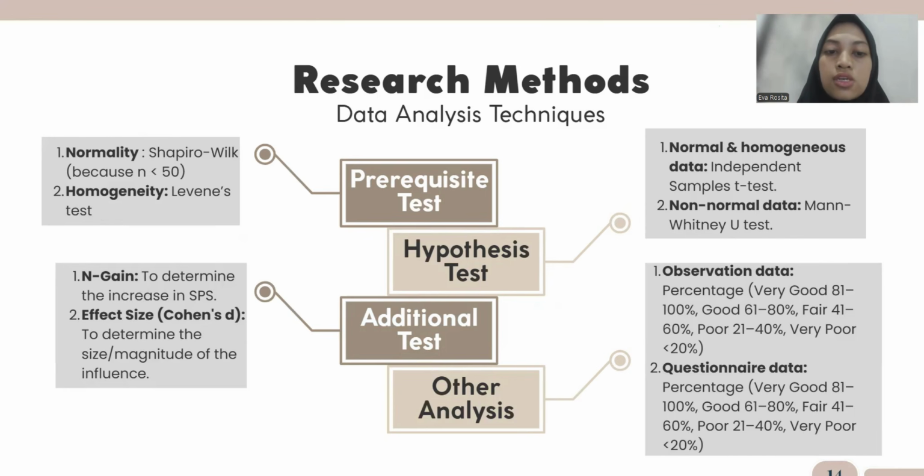The third research question is the influence on SPS. I will calculate the N-gain to see the improvement and Cohen's effect size to identify the magnitude of the influence. And the last research question is for student response. Data from the Likert scale questionnaire will be analyzed using percentage and categories from very positive to very negative.